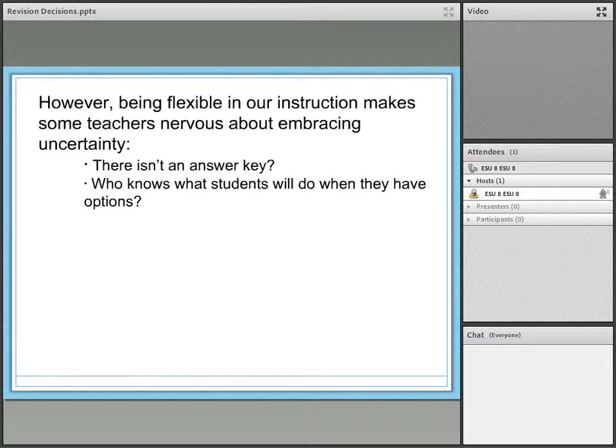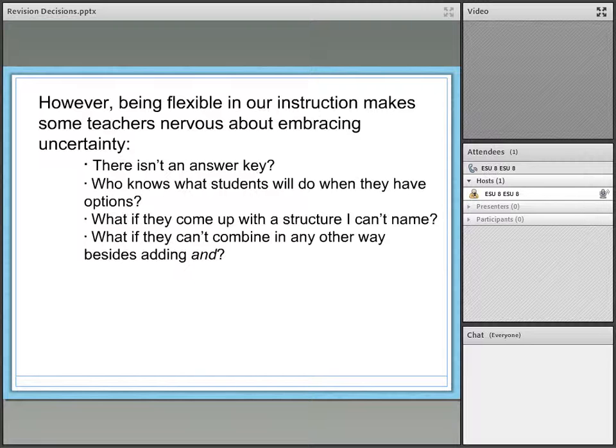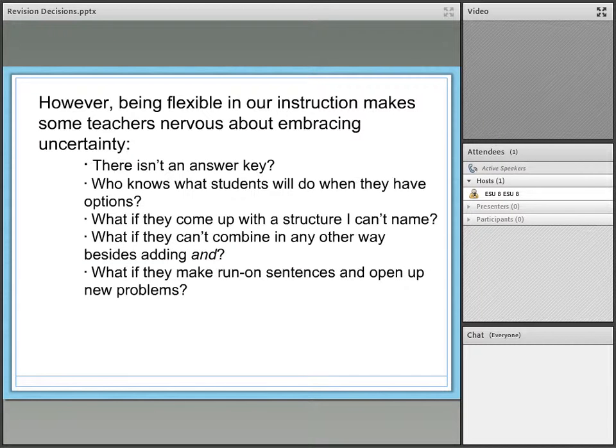Don't be concerned about who knows what students will do when they have those options. What if they come up with a structure I can't name? What if they can't combine in any other way besides adding "and"? What if they make run-on sentences and open up new problems? What am I going to do then? And the list goes on. What if, what if, what if, what if?